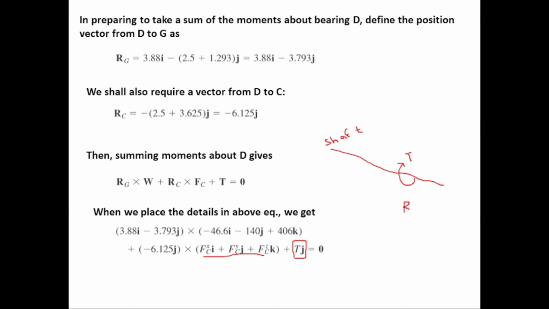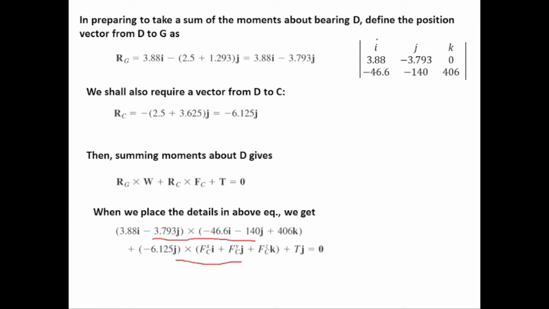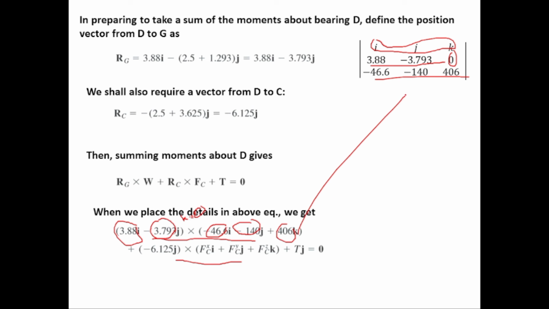Now from right hand rule, curl your fingers in the direction of rotation. The thumb will show the direction of the torque, so it is in positive Y direction. Now we will have to find the cross product of these two. Write IJK, write the values of RC. Then here the K component is 0, so instead of the third component, which is K component, write 0 over there in the determinant. Then write the force values along with their signs.